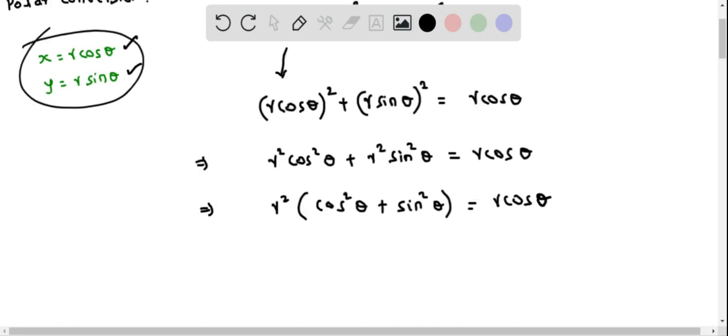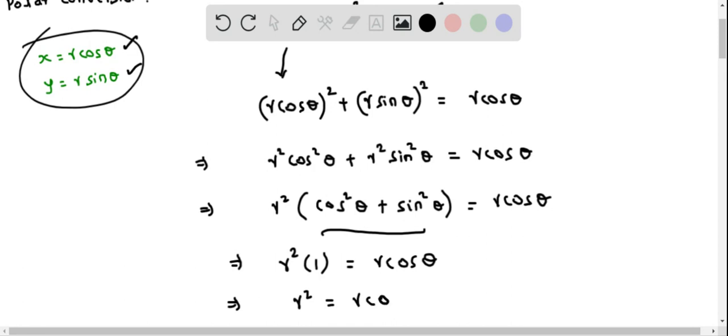Now we can use the Pythagorean identity. According to that, cosine squared theta plus sine squared theta equals 1. So therefore the left side simplifies to r squared times 1, and this equals r cosine theta, and so we have r squared equals r cosine theta.